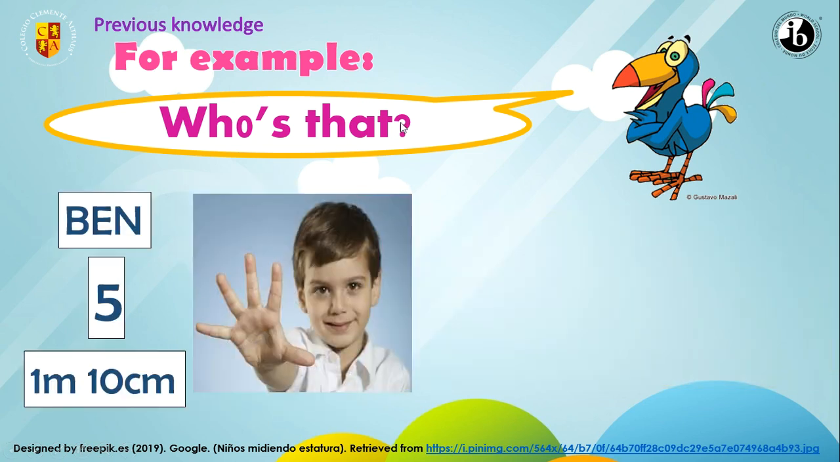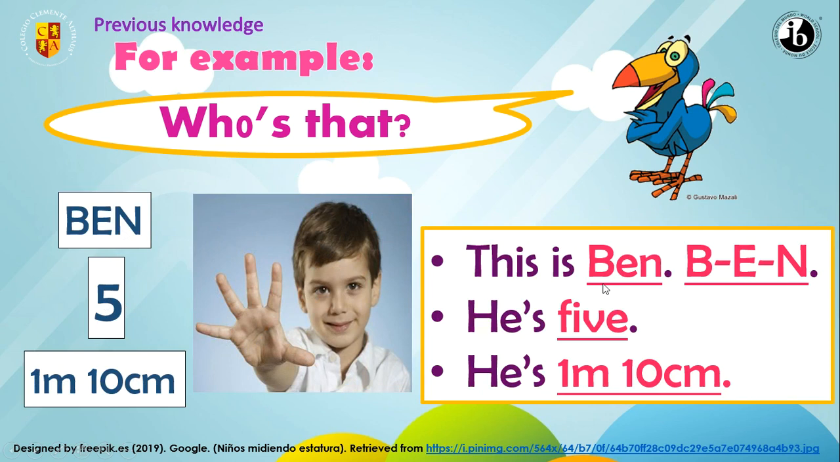Okay? Another example. Who's this? Who's that? Ben, 5 years, 1 meter 10. This is Ben, B-E-N. He's 5 and he's 1 meter 10. Okay? Okay, everybody, good job.